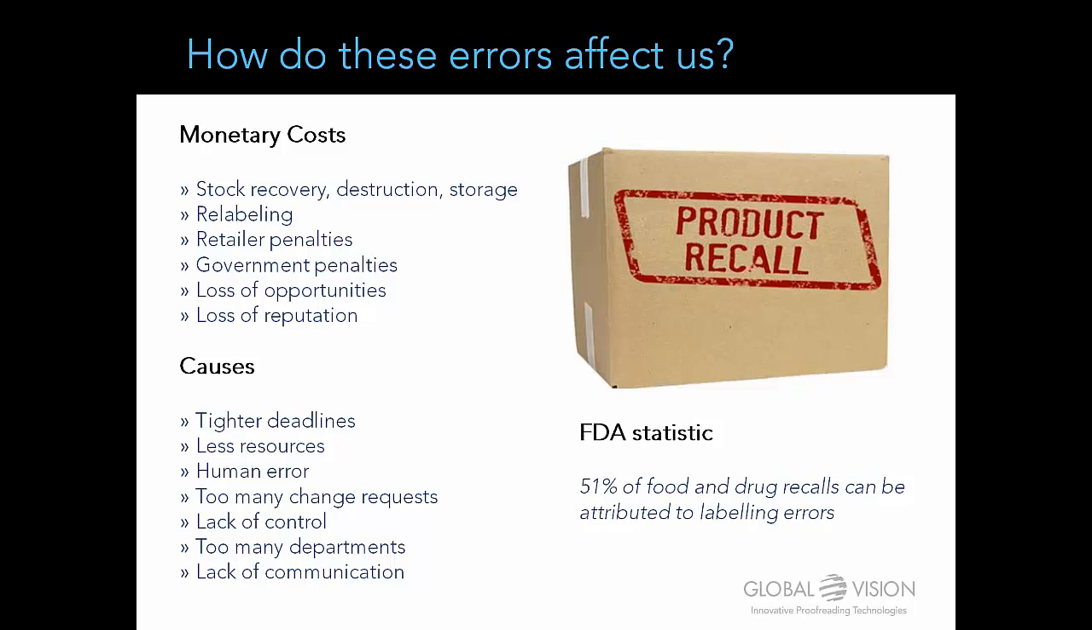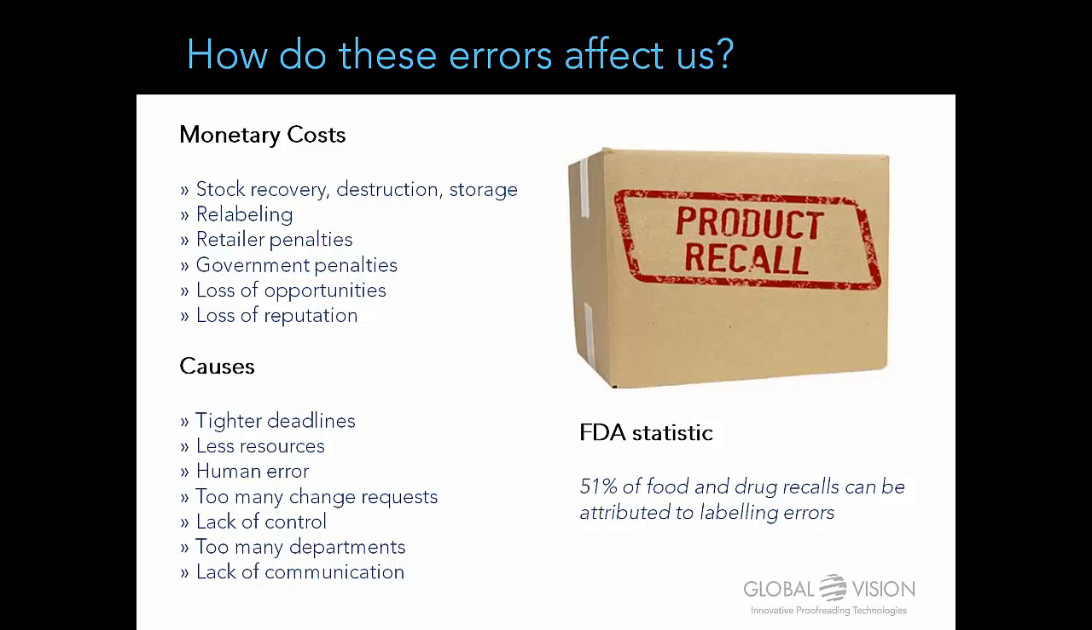So really, how do these types of errors affect us? A mislabeling error can result in monetary costs. Relabeling is an expensive operation, and there are penalties that can arise from retail or even from government if you're dealing with a regulated industry. Reputation is also important; you don't want to have a mistake in your label.